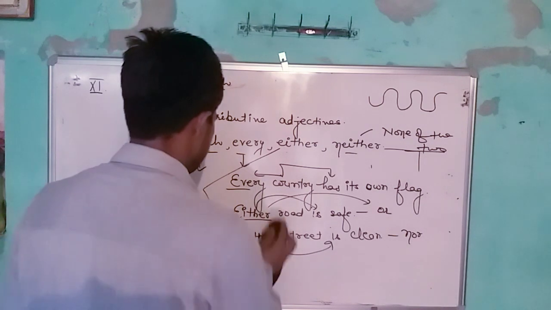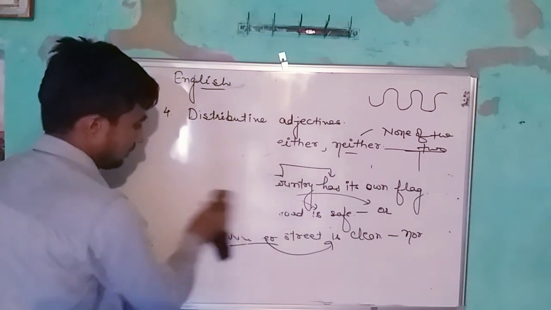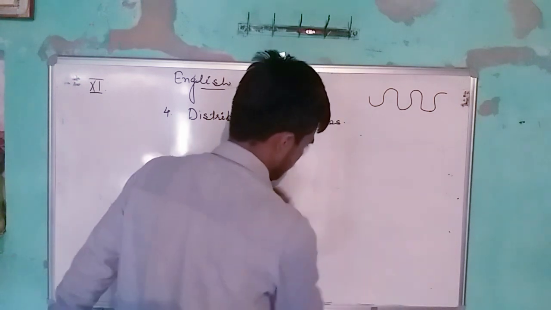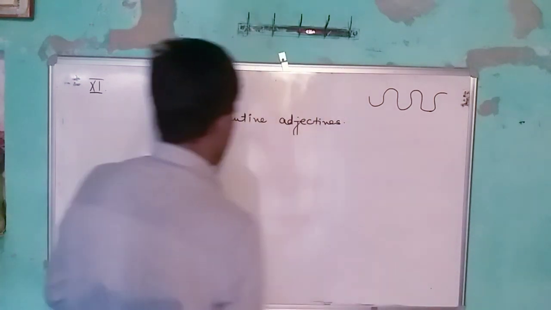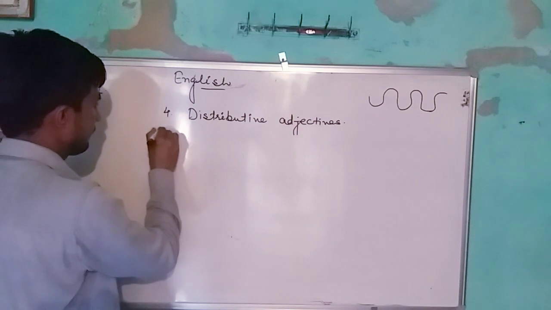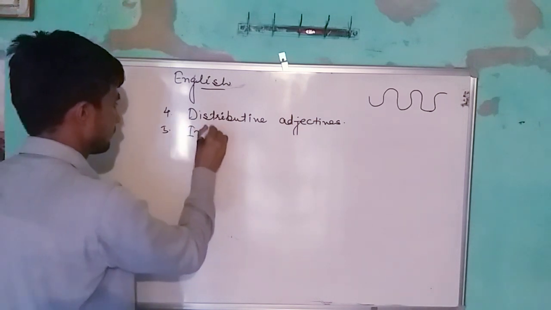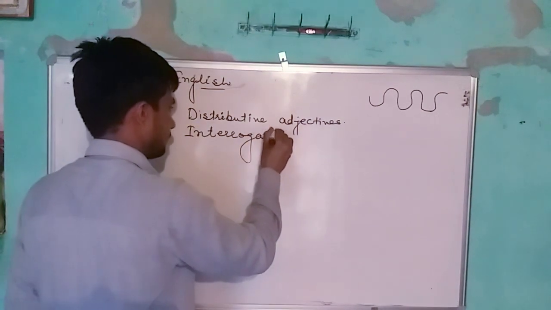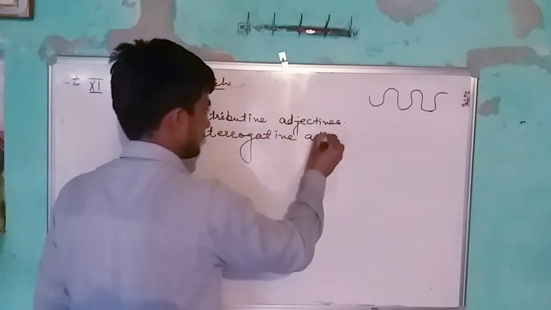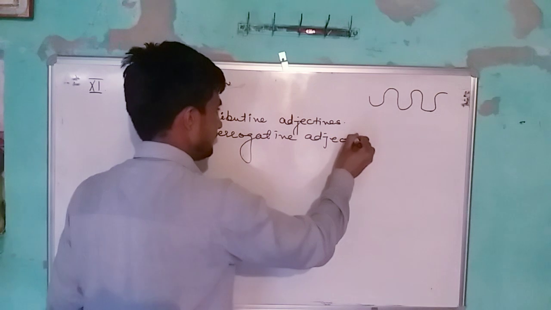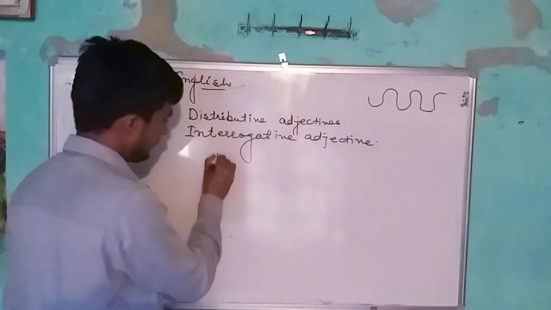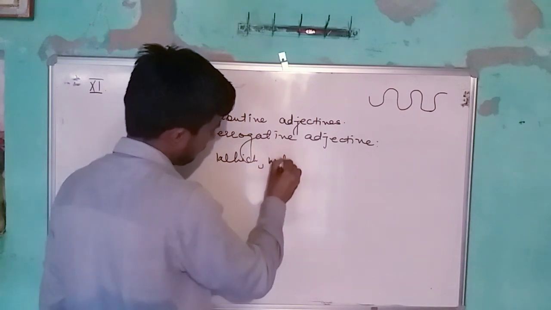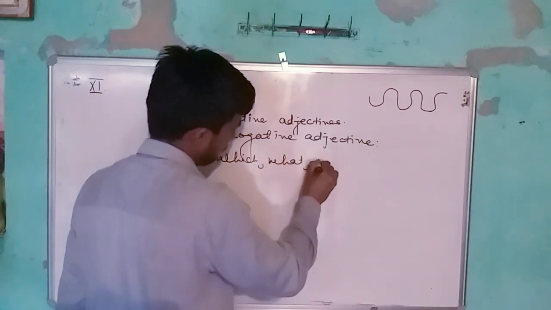Next one is interrogative adjectives. In this, there are only three: which, what, and whose.